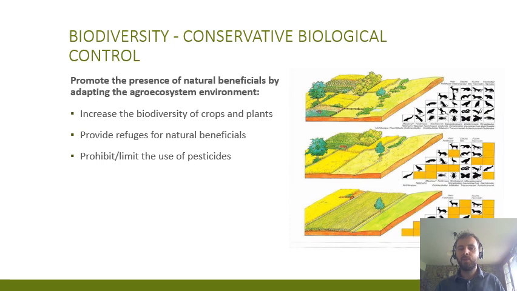You will build and provide refuges for natural beneficials, so that can be hedges, stone barriers, wood on the moor, for example. So a lot of things can be used to have a refuge where the beneficials can hide. And of course, you will prohibit or limit the use of pesticide, because if you use a pesticide, you will disrupt the whole system by killing all the beneficials as well as the pests.